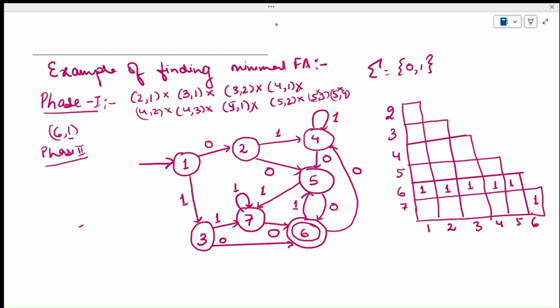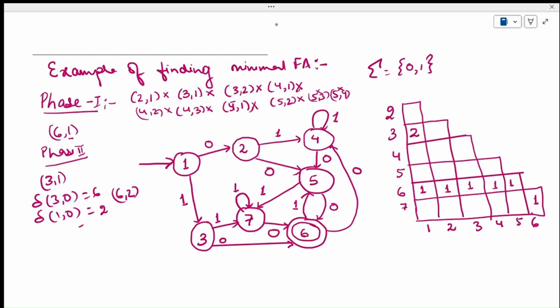3 1. 3 on reading 0 is going to state 6. 1 on reading 0 is going to state 2. So we get pair 6 2. Check if 6 2 is marked. Yes, 6 2 is already marked. So I will mark cell 3 1 here. And since we are in phase 2, I'll write 2 here.